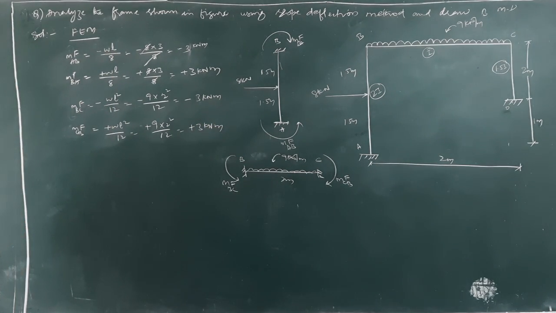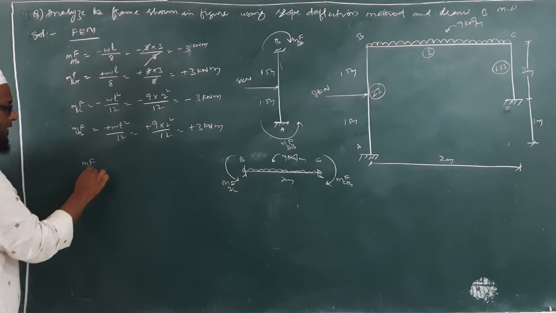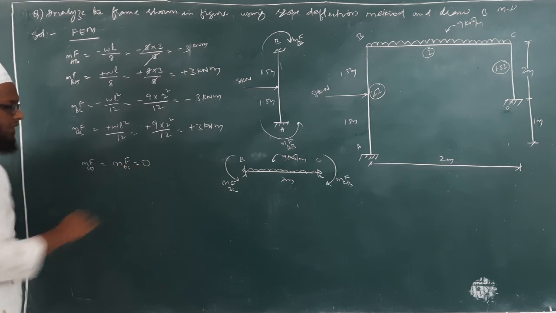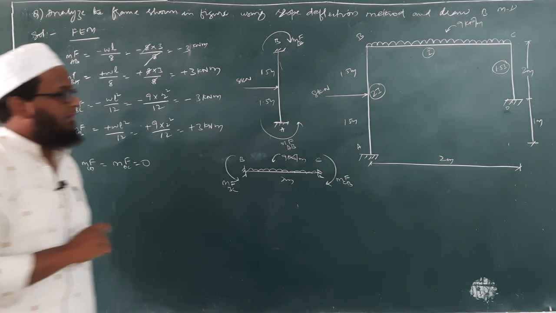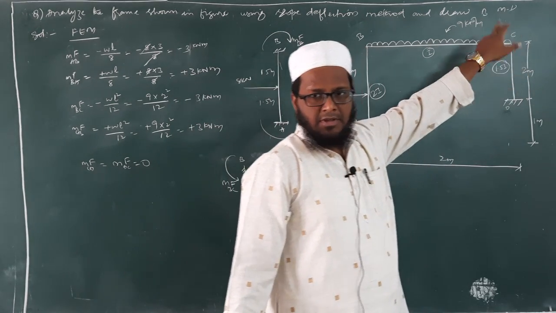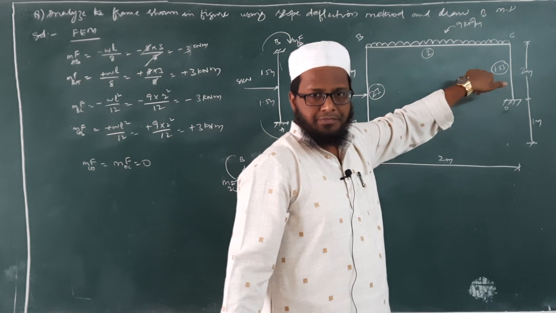Okay. What about span CD? MF CD is equal to MF DC is equal to 0. Why? Because we do not have any loading on the member span CD. Suppose for example we have a UDL here. What you will do?